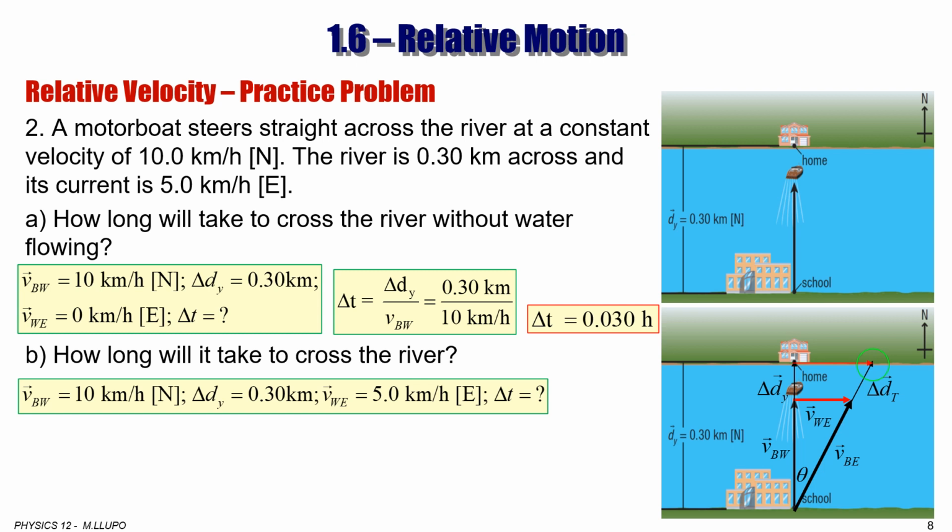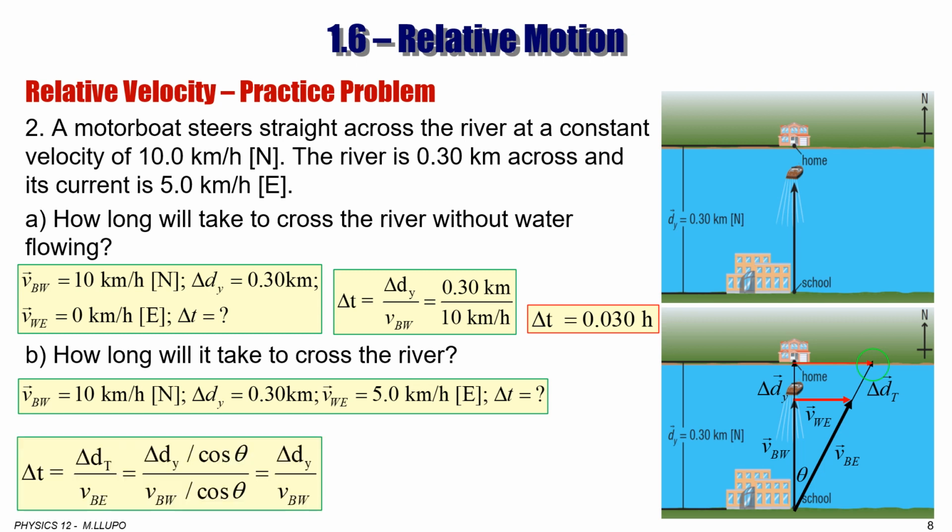What we have there is a velocity of the boat relative to water is 10 kilometers per hour north. Displacement toward north is 0.30 kilometers north, and velocity of water relative to earth is 5 kilometers per hour, or relative to land, whatever you want. So what is time? Now, since that is a constant motion, we can use the same approach. Time is equal to displacement over velocity. Now, total displacement is pretty much in the direction of the velocity that adds both velocities. So that total displacement that will reach to this point is in the direction of the total velocity, or velocity of boat relative to earth, which is the sum of both vectors.